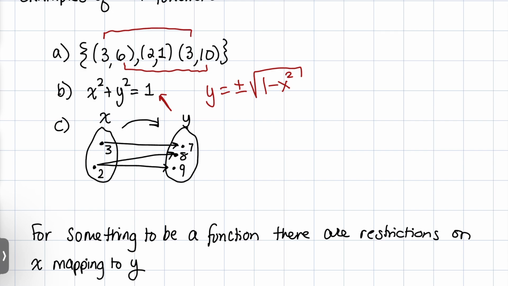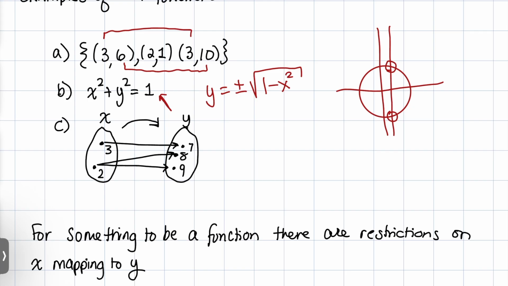This is also a circle centered at the origin with a radius of 1. If I were to do my vertical line test, it is going to pass through twice. Remember, that was the issue: the vertical line test passing through 2 times is not allowed. The next thing that we have is the mappings. If we have 2 arrows coming out of the x, that's not a function. So these are all examples of not a function.